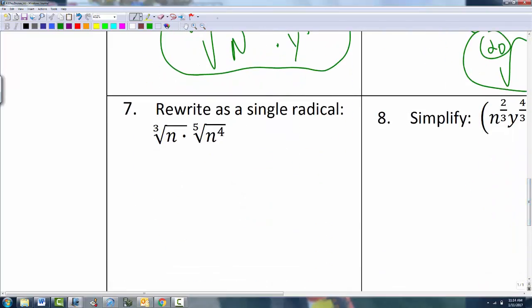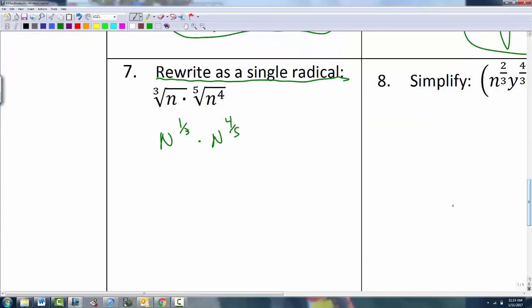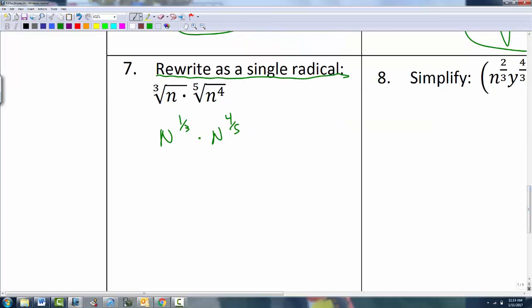All right, then this next one. Rewrite as a single radical. So again, n to the 1/3. Again, n to the 4/5. But now we have a different rule in action. And that is, what do you do when you have n times n? When you have n times n, you add the fractions.